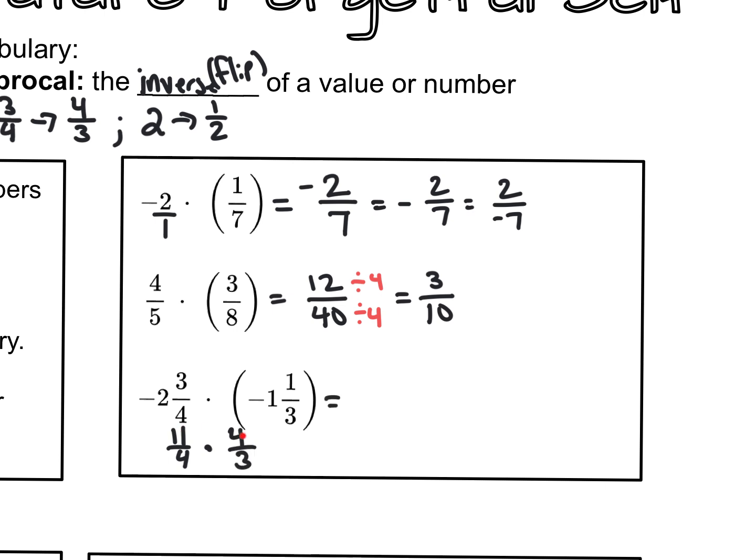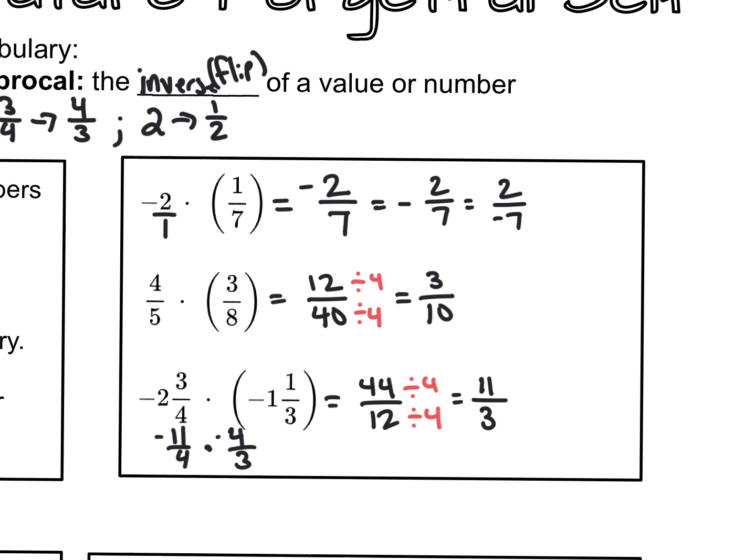Multiply across, so 11 times 4 is 44. 4 times 3 is 12. I'm okay with you leaving it as an improper fraction, but this one can be simplified. Once again, we have that common factor of 4. So once we do that, our numerator becomes 11, our denominator becomes 3. Now I'm going to go back and look at my negatives. Here I had a negative times a negative, so I know my answer will be a positive 11/3.